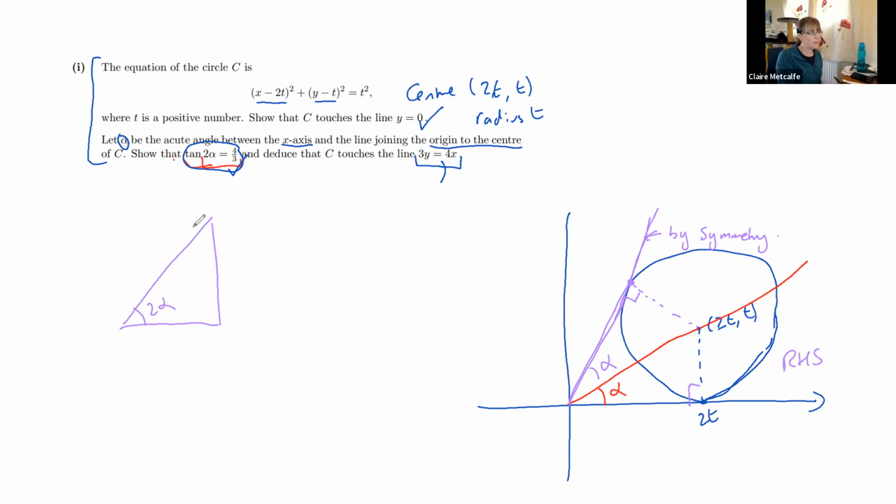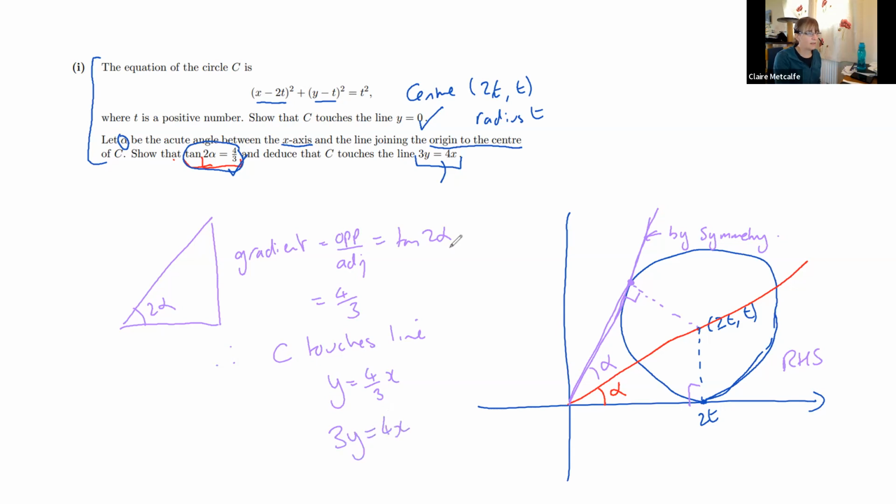So it'd be quite nice to know what this gradient is. So the gradient here is equal to opposite over adjacent. So this line over this line, which is equal to tan of 2 alpha. So the gradient is 4/3. We've already worked it out. Therefore, C touches the line y equals 4/3 x, or if you prefer, 3y equals 4x.